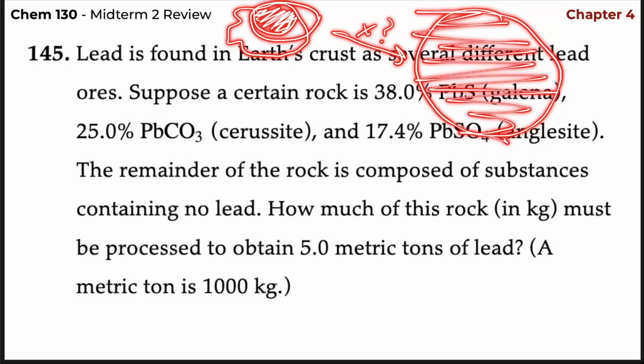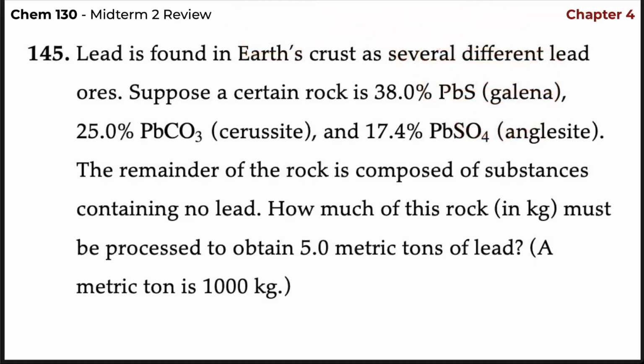What's the first step? First, we have to find out how much lead is in each rock. We know that in a certain rock, 38% of it is this molecule, 25% is this molecule, and 17.4% is this molecule. But this doesn't tell us the lead, this tells us the molecule. So first, let's find out how much lead is inside each molecule. That's just mass percent composition. We have to use atomic mass to find out how much lead is in each one.